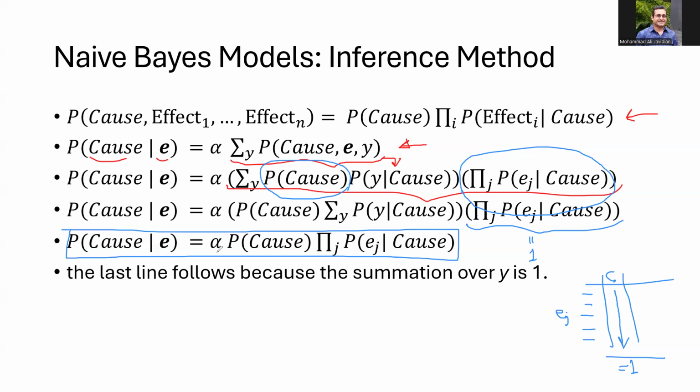What is this alpha about? When you multiply these probabilities, this alpha is mainly the normalization factor.